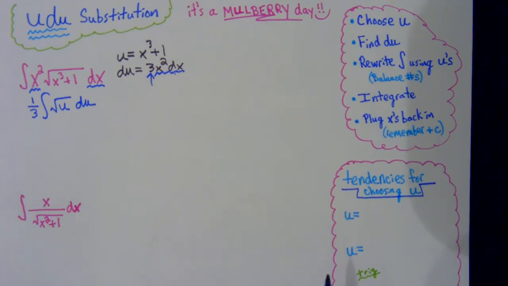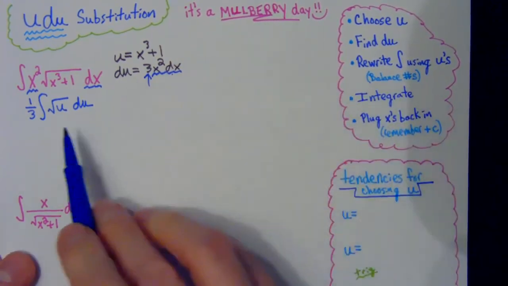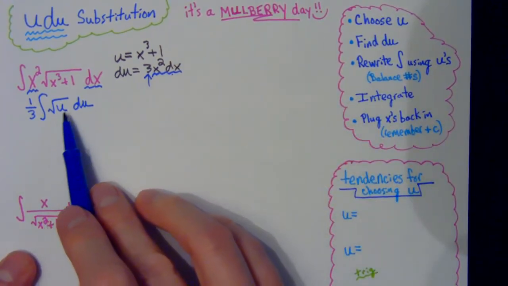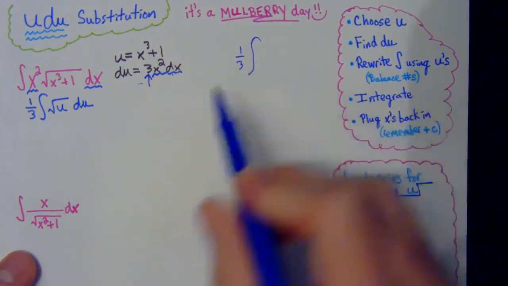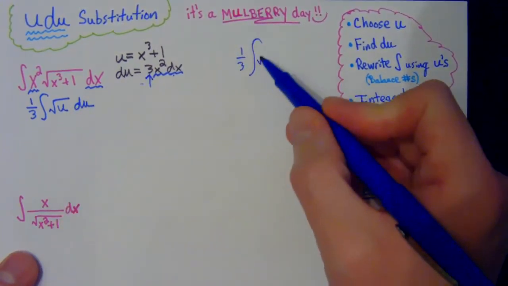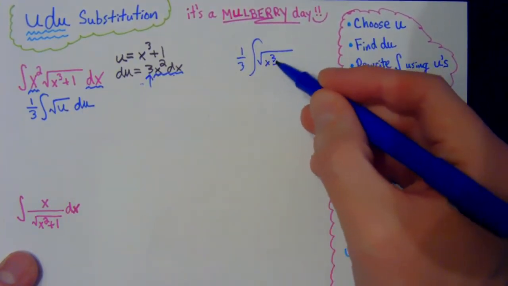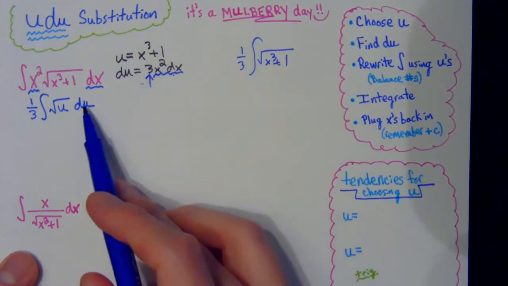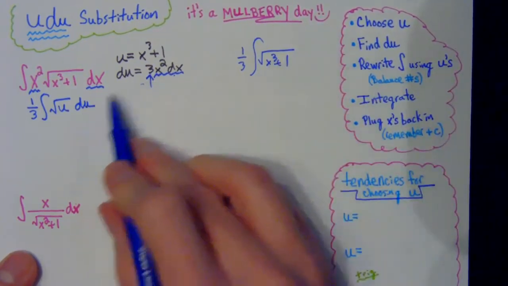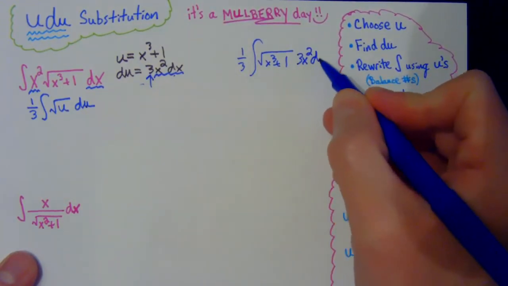I'm not going to do this every single problem, but let's just go over to the side here a little bit. If I go to this problem here and I plug the x's back in, the 1/3 is just there, right? And then if I plug all the x's back in, that becomes the square root. I plug in that x cubed plus 1. And when I plug in that 3x squared dx in place of the du, instead of the du, I write down what the du is equal to, that 3x squared dx, right?